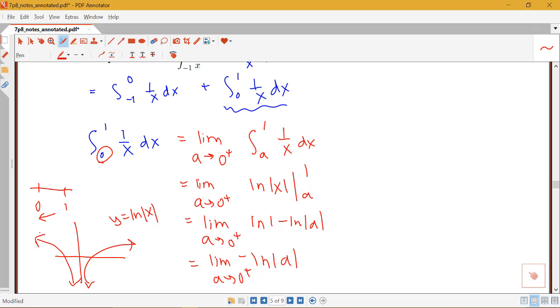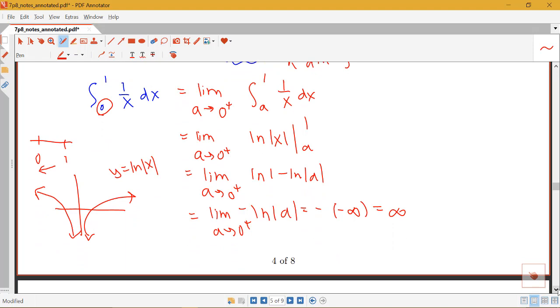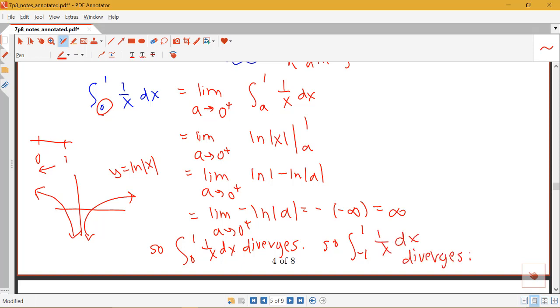And then if we look at this, as we're approaching 0 from the right, we're seeing that our y values are getting more and more and more negative. So this is going to be negative times negative infinity, or infinity. So we found that this second part diverges, which is going to mean that the original integral we were interested in also diverges. So the integral from 0 to 1 of 1 over x dx diverges. So the integral from negative 1 to 1 of 1 over x dx diverges. And that would be our conclusion.